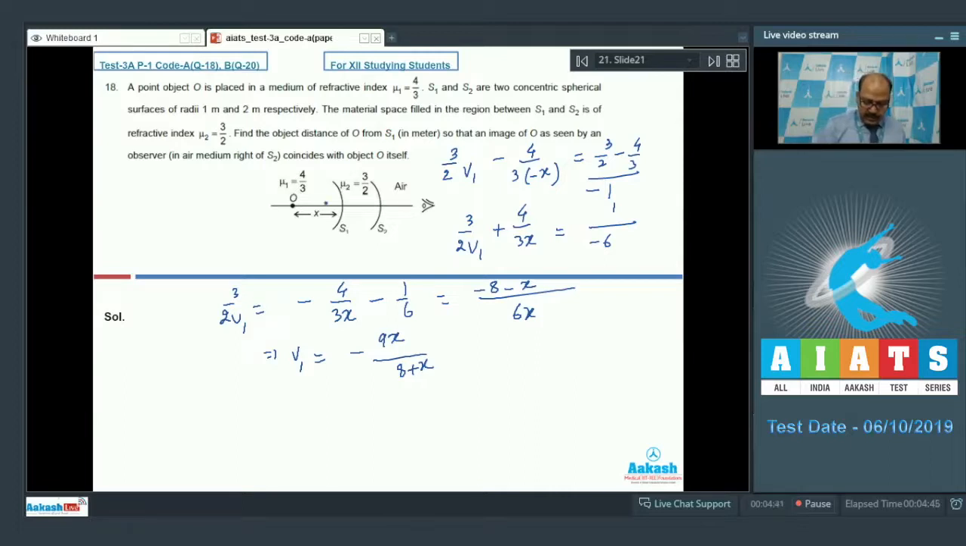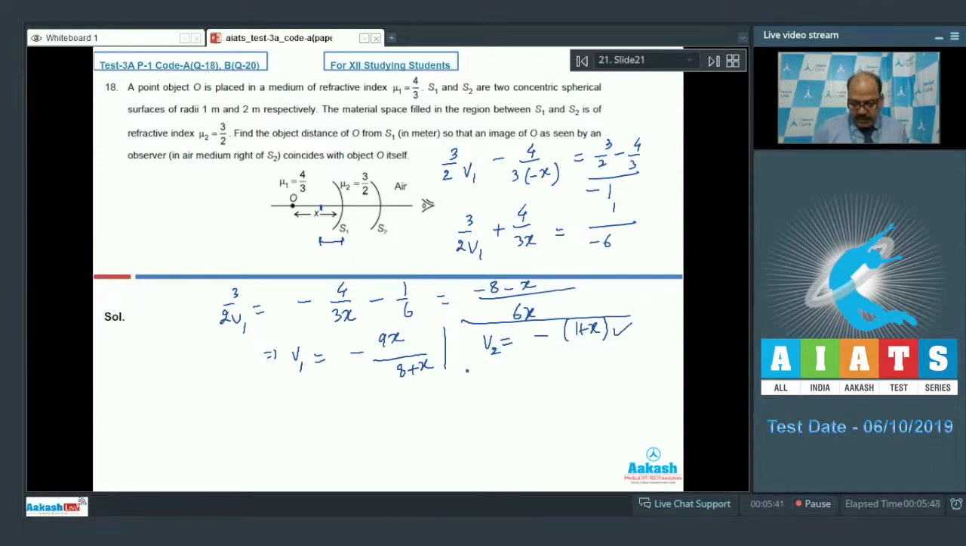So let's say somewhere here is the image formed by first refraction. This distance is 9x by 8 plus x. Well, it's very clear that for the second refraction we should have V2 equal to what? The image should form at this point only. That means V2 is equal to 1 plus x, or rather it is minus of 1 plus x. V2 is minus of 1 plus x for the second refraction.